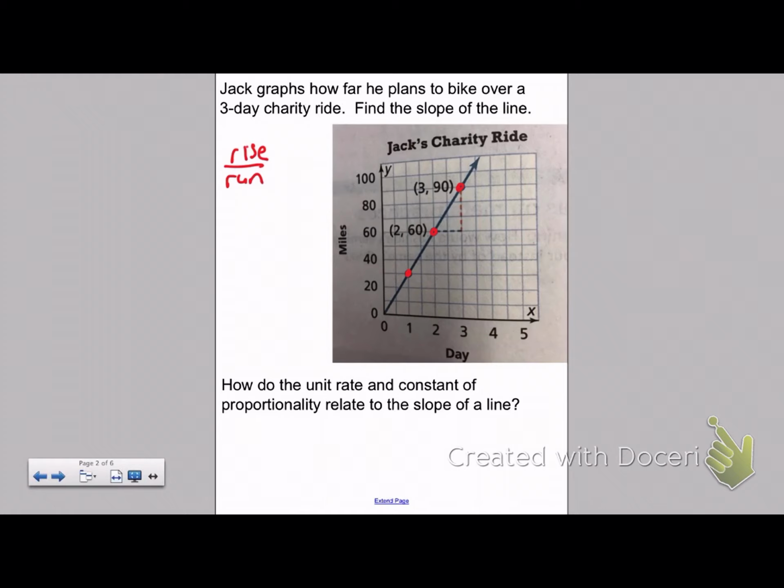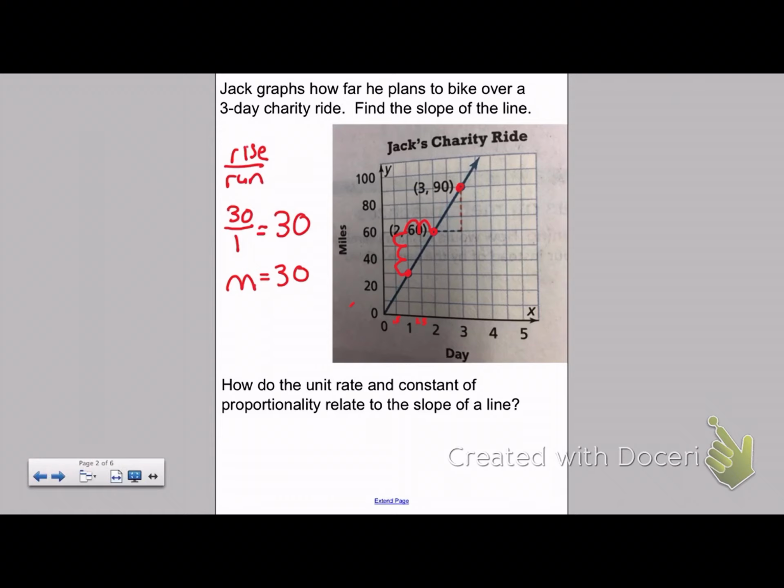My rise, I notice I start at 30, I go up 10, 20, 30. So my rise is 30. My run, I notice that my days are going by 0.5 because each 2 is represented by 1. So I go over 0.5 and I go over 1. So my run is 1. You always want to keep your slope as a fraction unless you get a whole number over 1. Then we can just change that directly into 30. So my slope m is equal to 30.